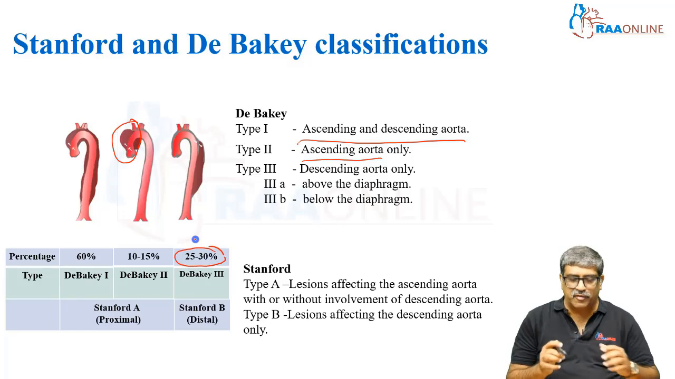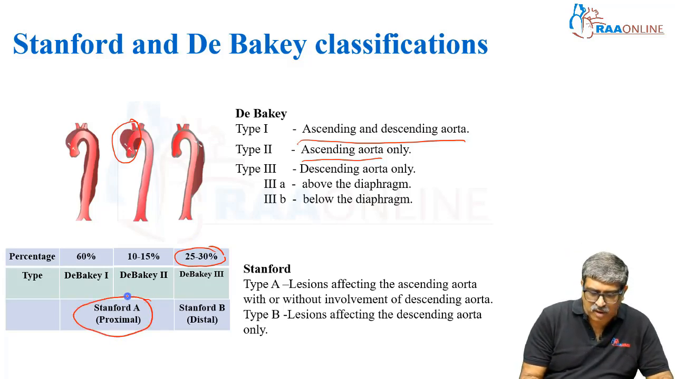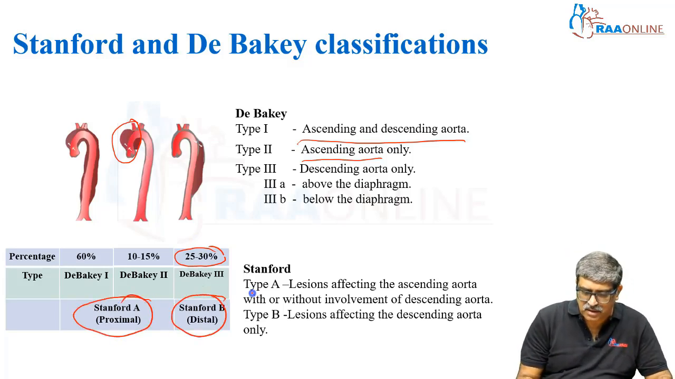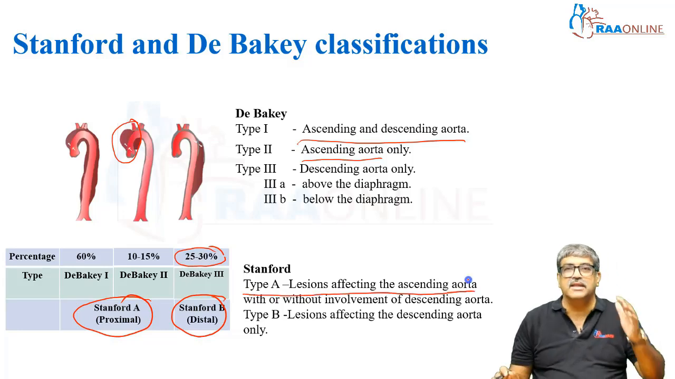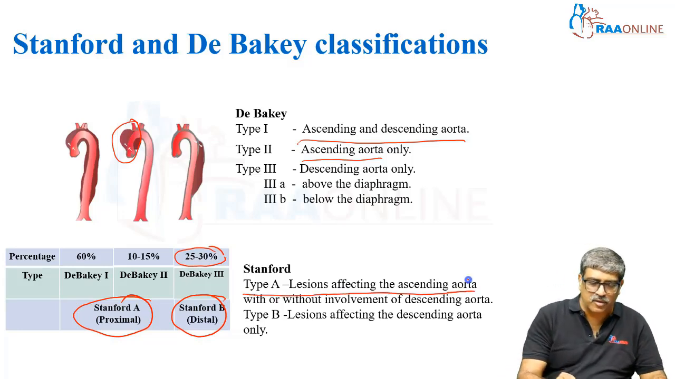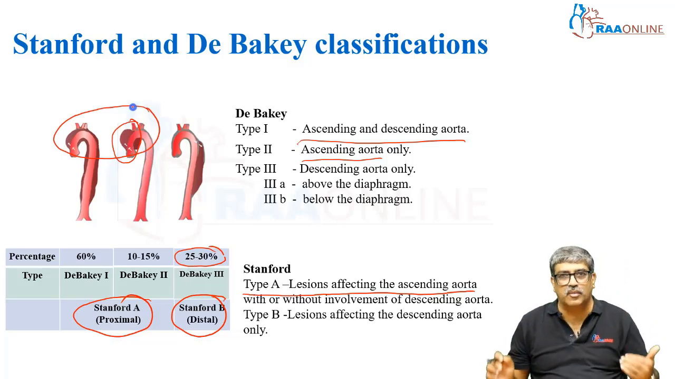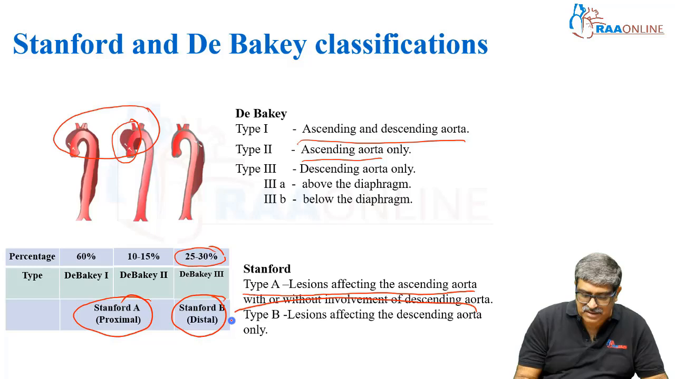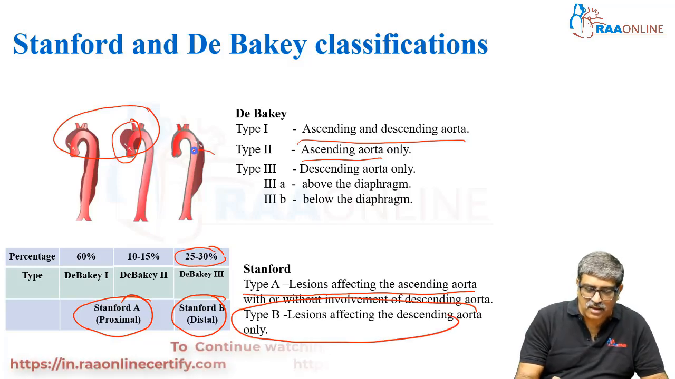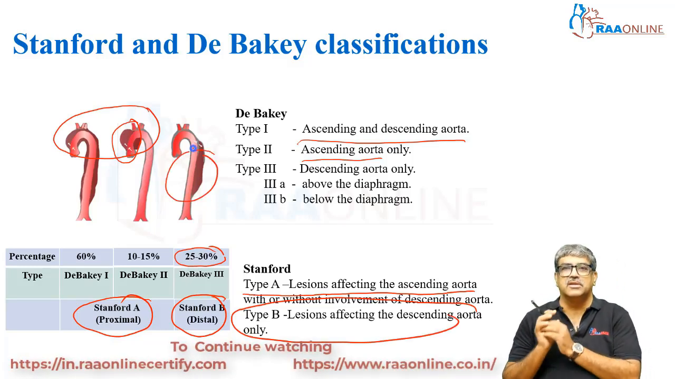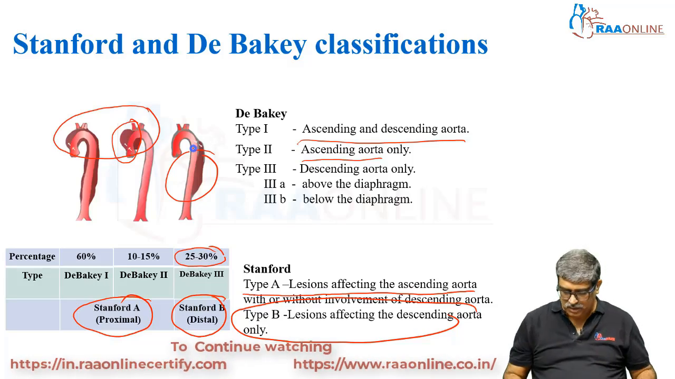And what is Stanford A? Here it is proximal, Stanford B is distal. Here type A involves the ascending aorta. Here you can see the ascending aorta is involved with or without involvement of the descending aorta. But in Stanford type B, it is only the descending aorta which is involved. That is Stanford A and B.